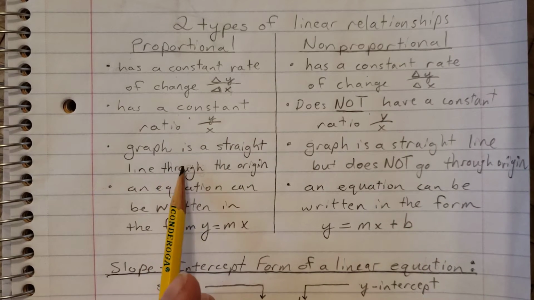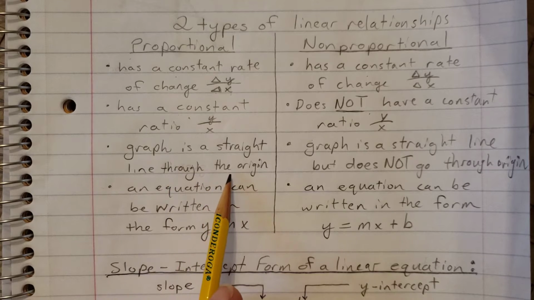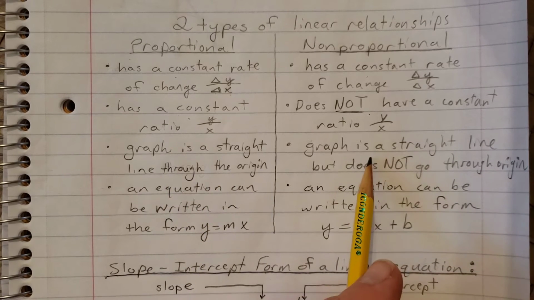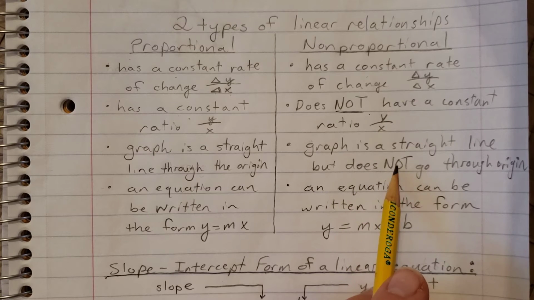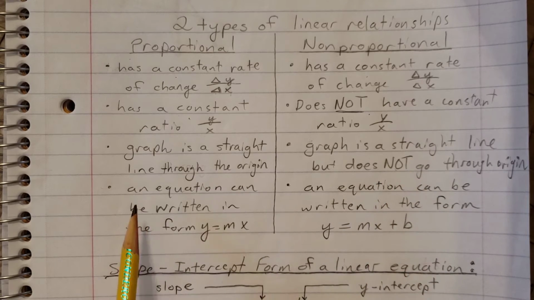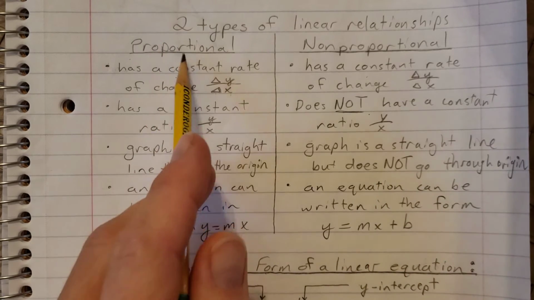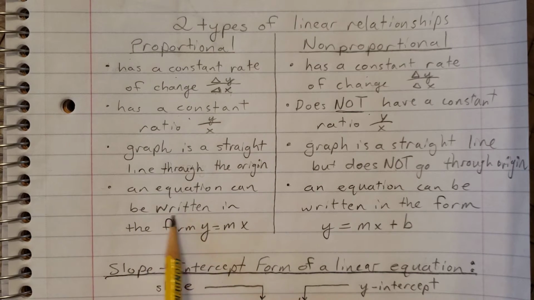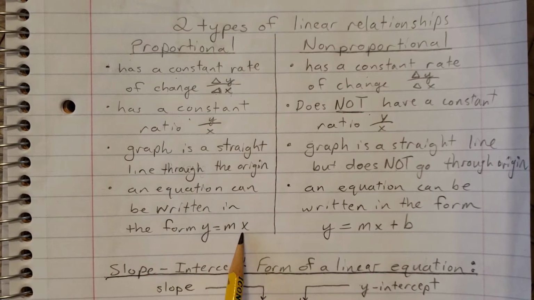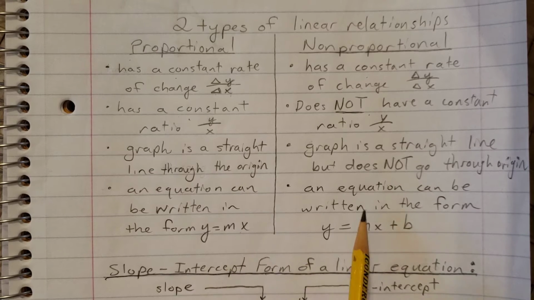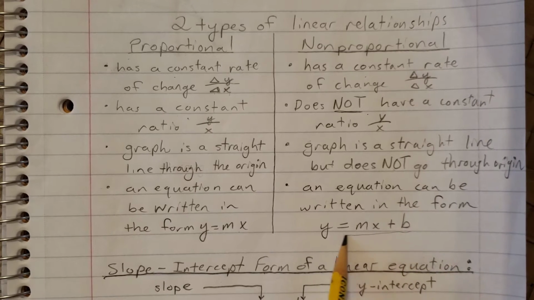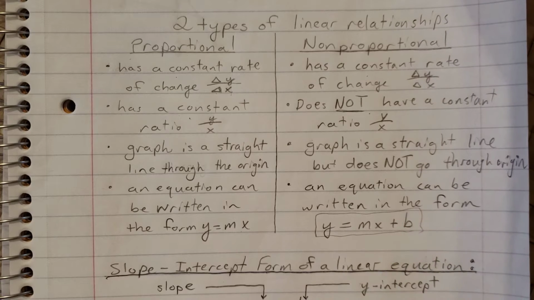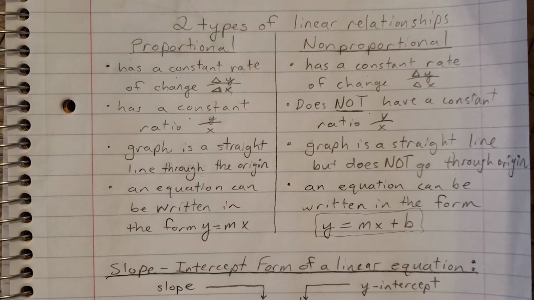Here we have the graph is a straight line and it goes through the origin. Here we have the graph is a straight line but does not go through the origin. And we'll be talking about the fact that it doesn't go through the origin a little bit later. And for a proportional relationship, you can write a general equation in the form of y equals mx. That's a little bit different than non-proportional. An equation can be written in the form y equals mx plus b, and this is our focus for today. That's a special equation for non-proportional linear relationships.